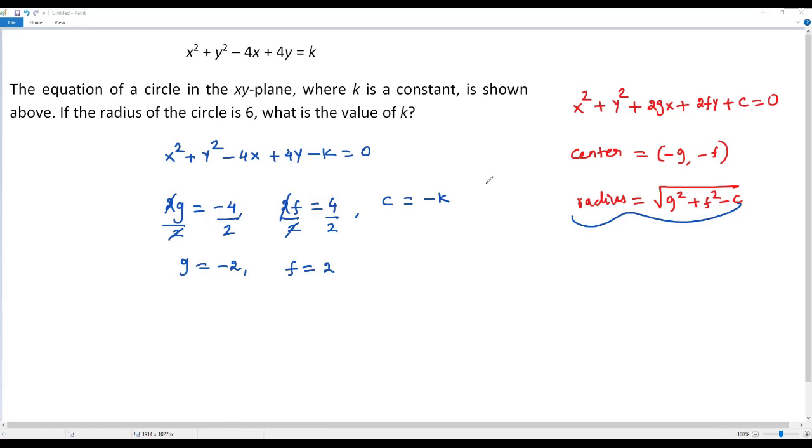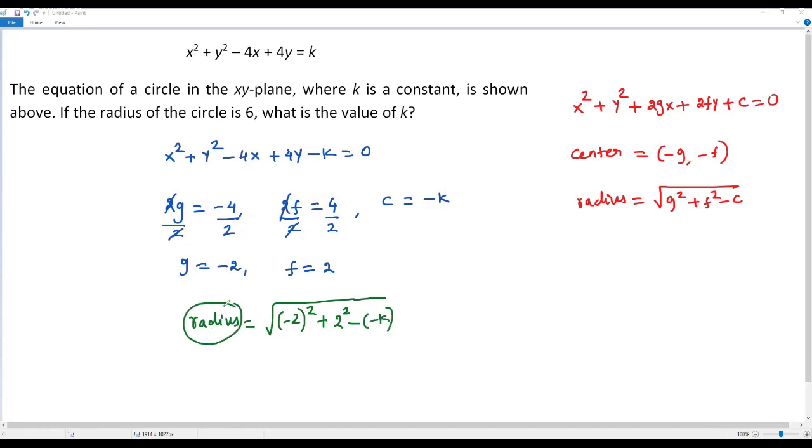Now let me take the radius formula and write it. Radius equals the square root of, for g², we write (−2)², and for f², we write 2². In the formula, we have a negative sign, and then we take the value of c. Actually, c is −k. The radius for the given circle, given in the question, is 6, so we can plug in 6 for the radius. Then we get 6 = the square root of (−2)², which is just 4, plus 2², which is 4, and here negative times negative becomes positive k.